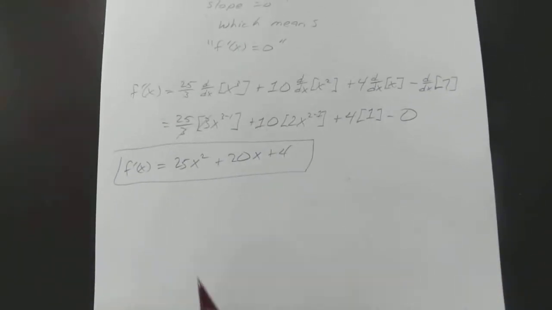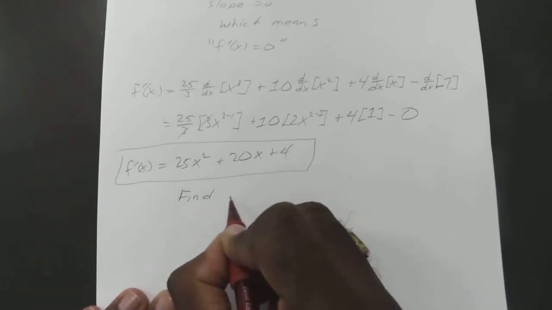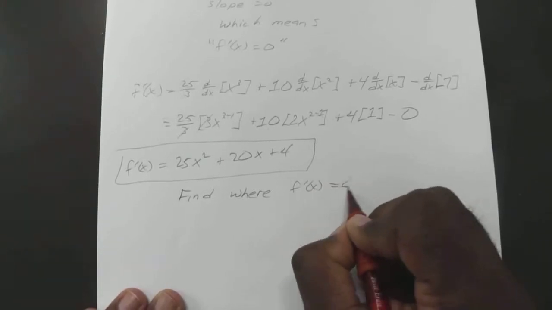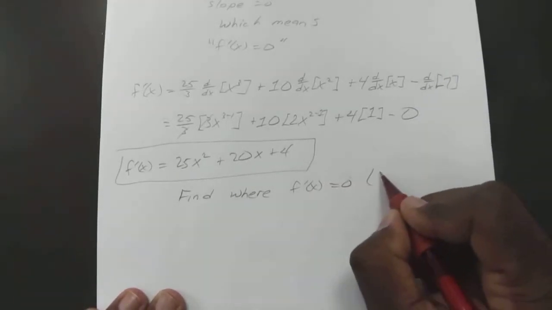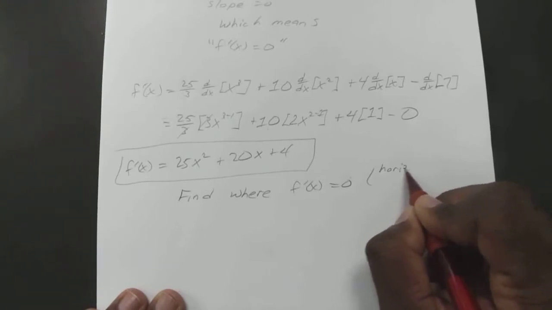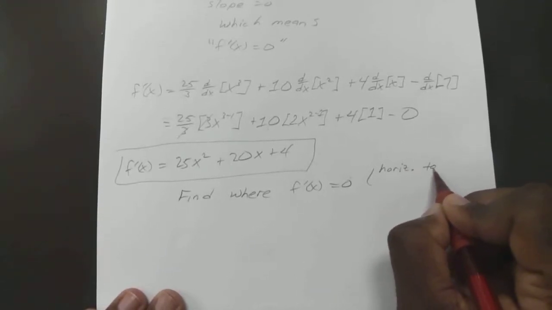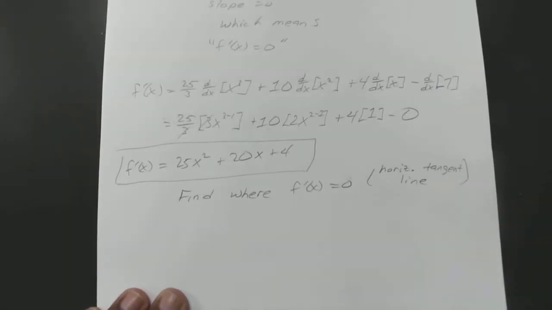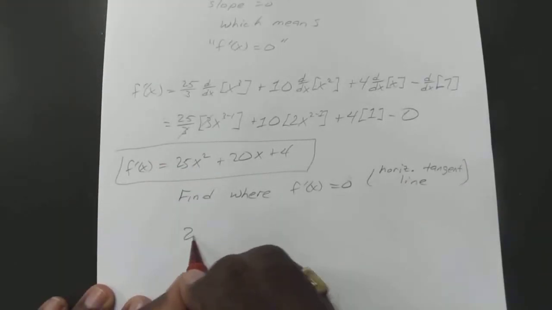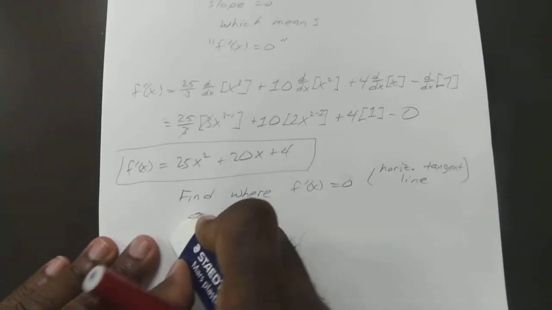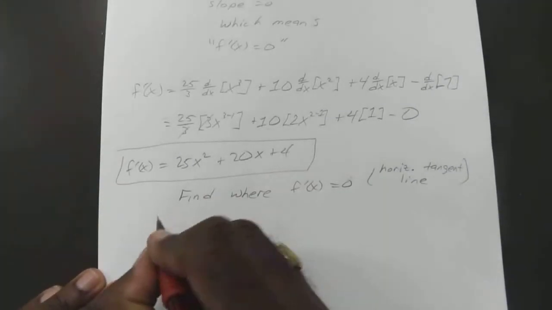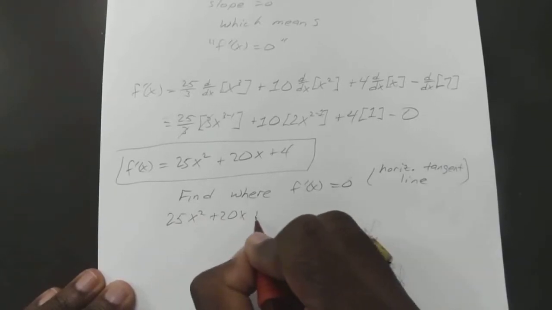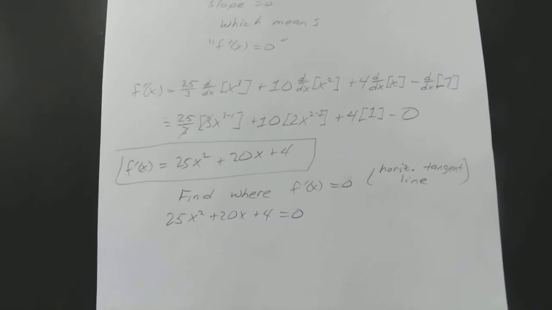Okay. So we need to find where f prime of x equals 0. Because remember, that's our horizontal tangent line. Okay, so that means we have to find where 25x squared plus 20x plus 4 is equal to 0.